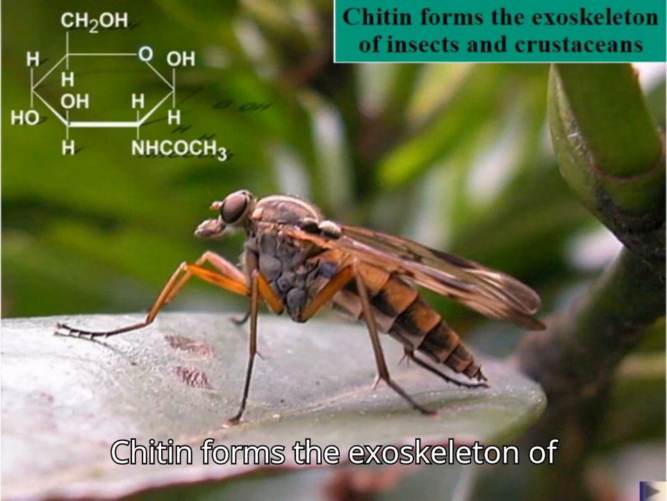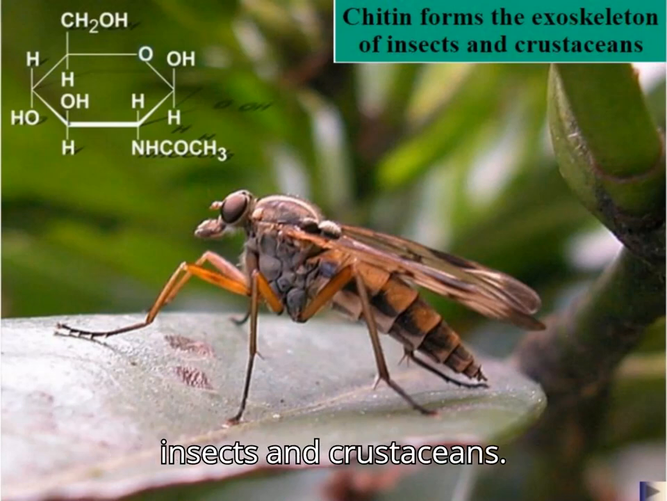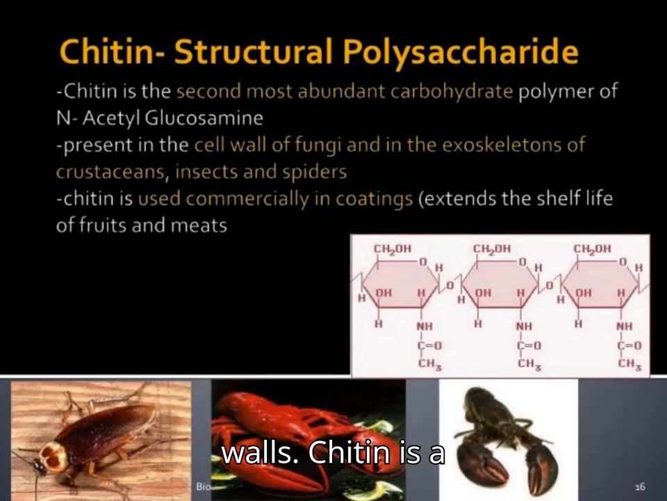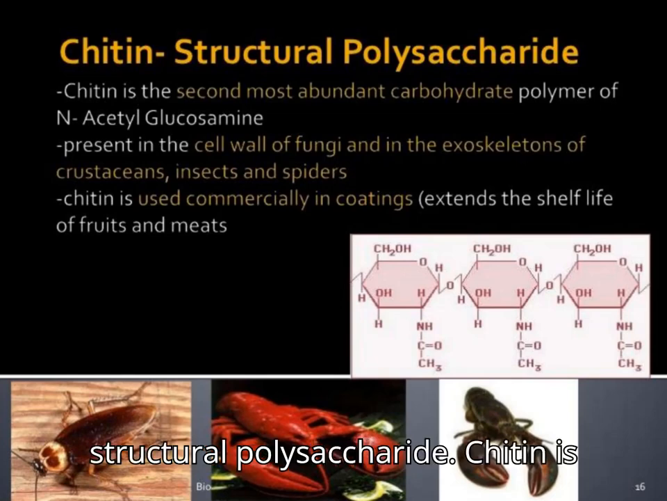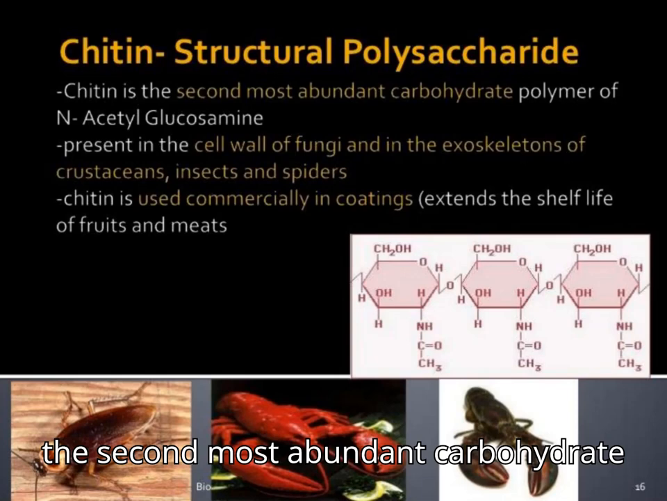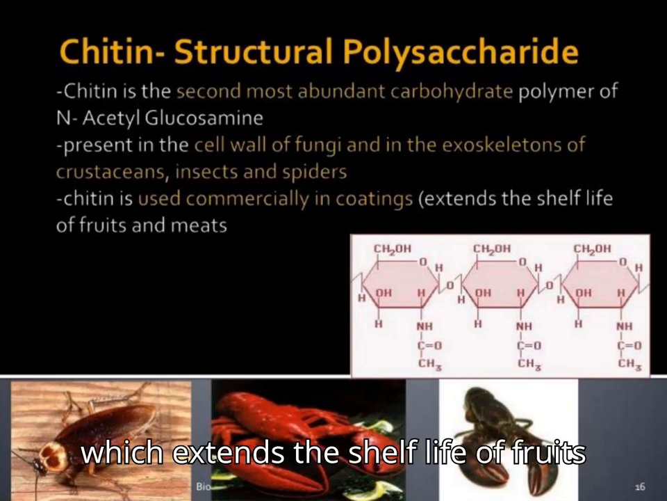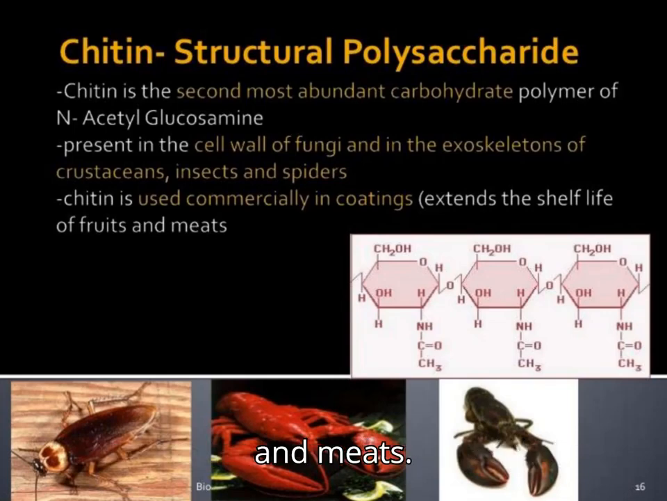Chitin forms the exoskeleton of insects and crustaceans. Chitin forms the fabric of fungal cell walls. Chitin is a structural polysaccharide. Chitin is the second most abundant carbohydrate polymer of N-acetyl glucosamine. Chitin is present in the cell wall of fungi and in the exoskeletons of crustaceans, insects, and spiders. Chitin is used commercially in coatings which extend the shelf life of fruits and meats.